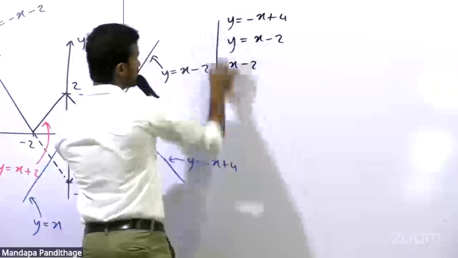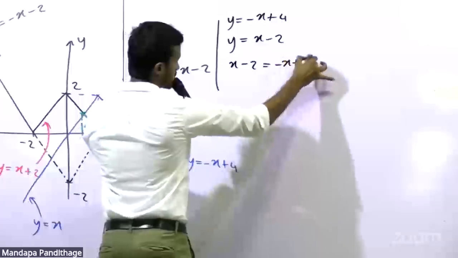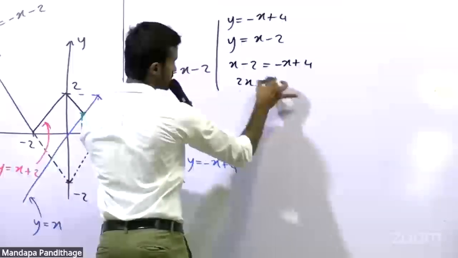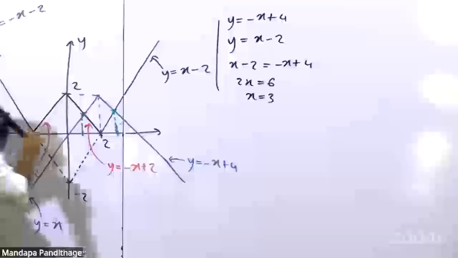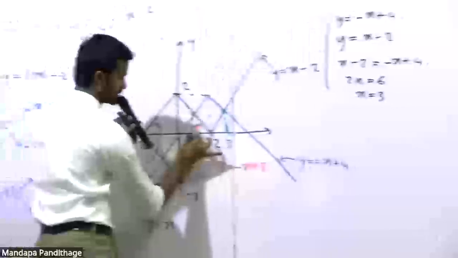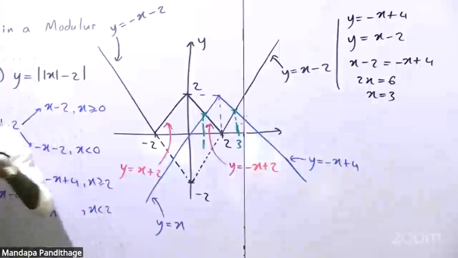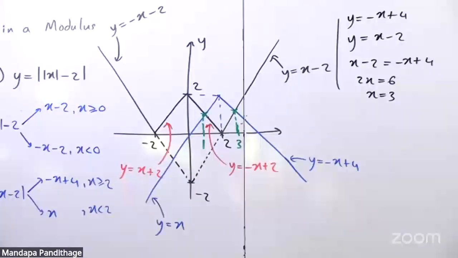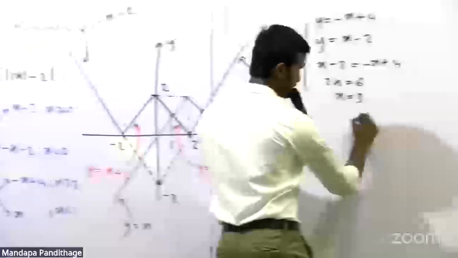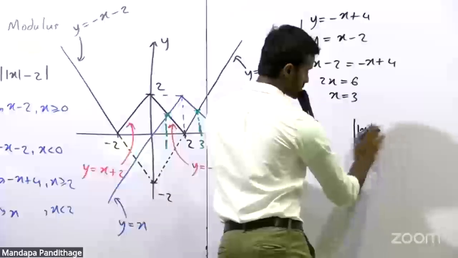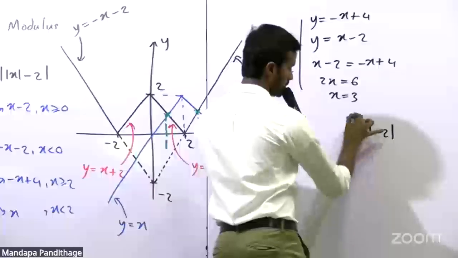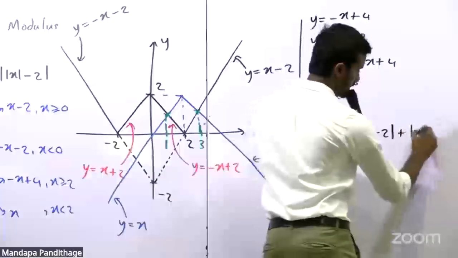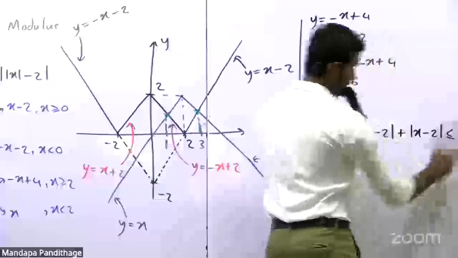x minus 2 is equal to minus x plus 4, which gives you 2x is equal to 6. You get x is equal to 3. So when you consider the intersection point, this is 3 and this is 1. The question that they're asking, the inequality, is modulus of x minus 2 plus x minus 2 modulus is less than or equal to 2.